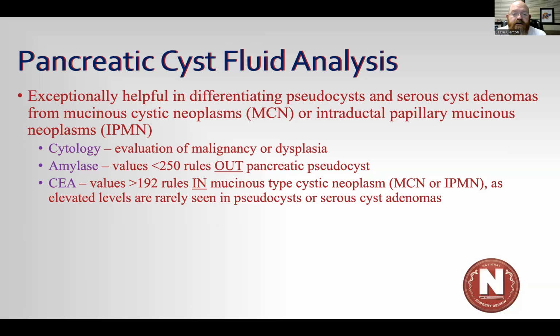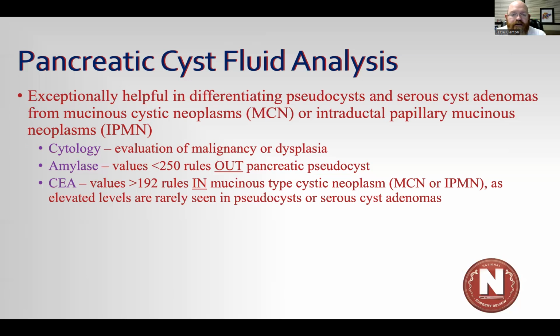Besides cytology, the two types of fluid analysis that are most commonly done for these pancreatic cysts are amylase and CEA. With amylase, you're looking to see, is this a pancreatic pseudocyst? Obviously, a pancreatic pseudocyst should be high in amylase. Values less than 250 of amylase essentially rule out a pancreatic pseudocyst.